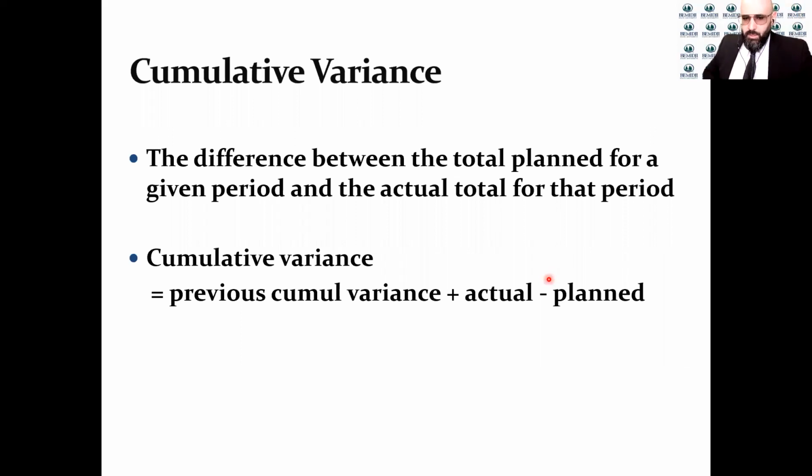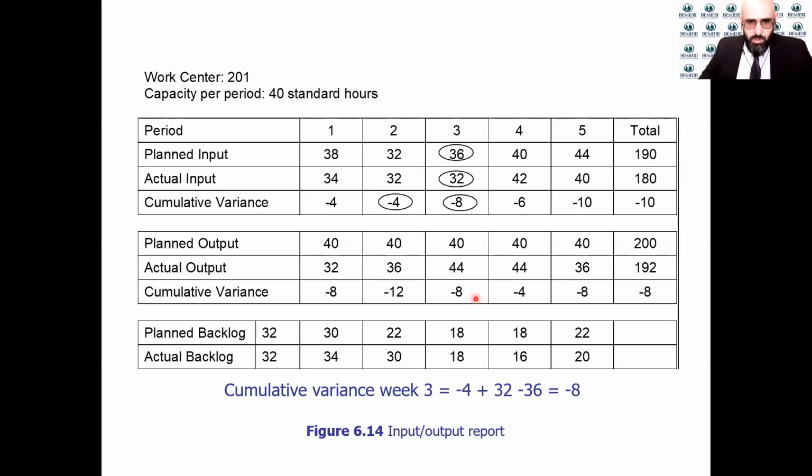All right, so just a few things that we did for the cumulative variance: the difference between the total plan for a given period and the actual total for that period. To calculate the cumulative variance, it would be the previous cumulative variance plus actual minus the planned. In this way, you could calculate and create some control reports.